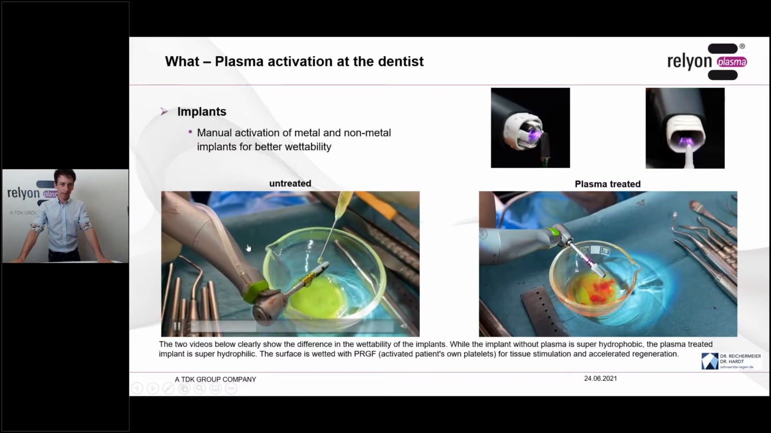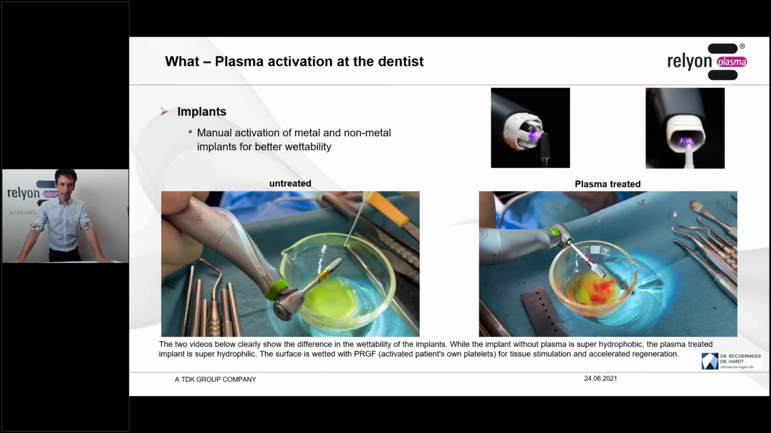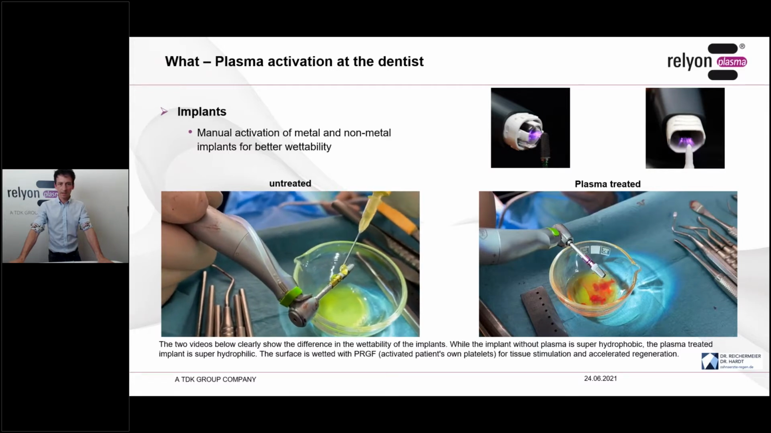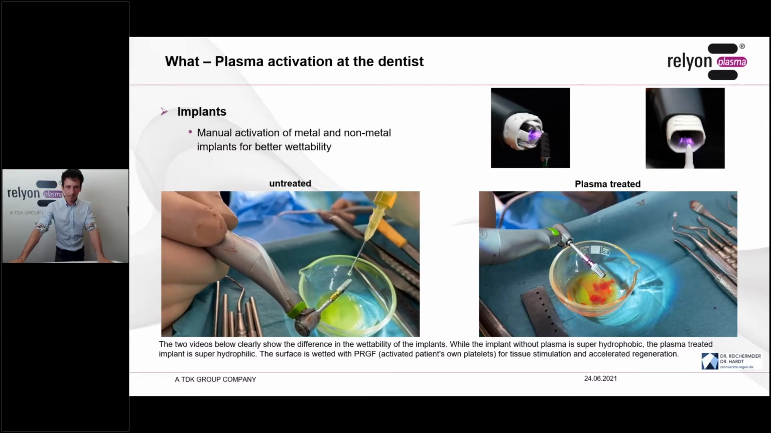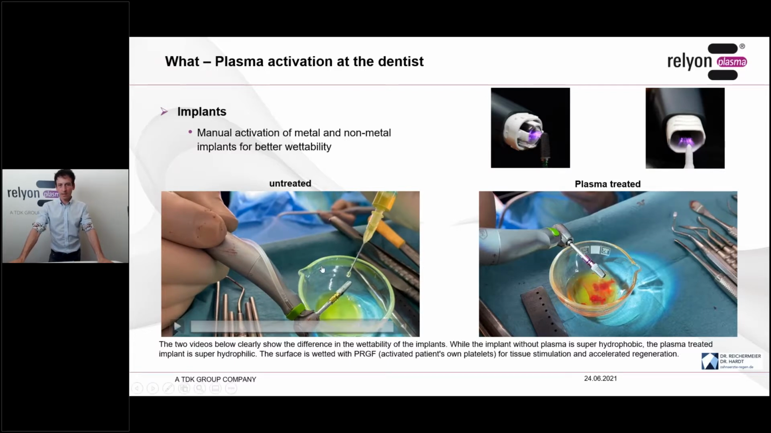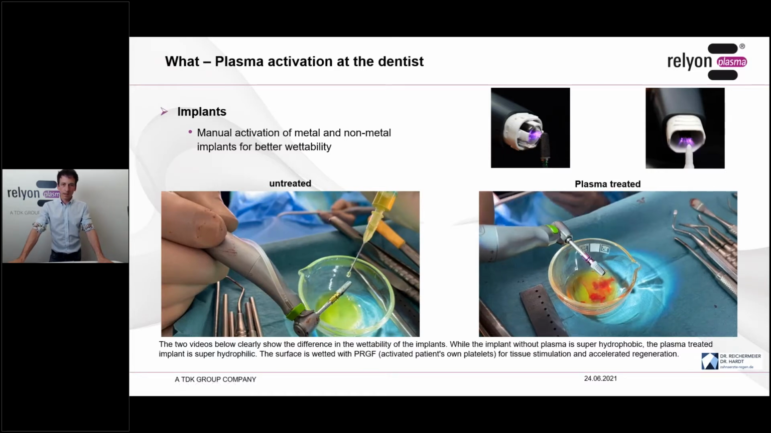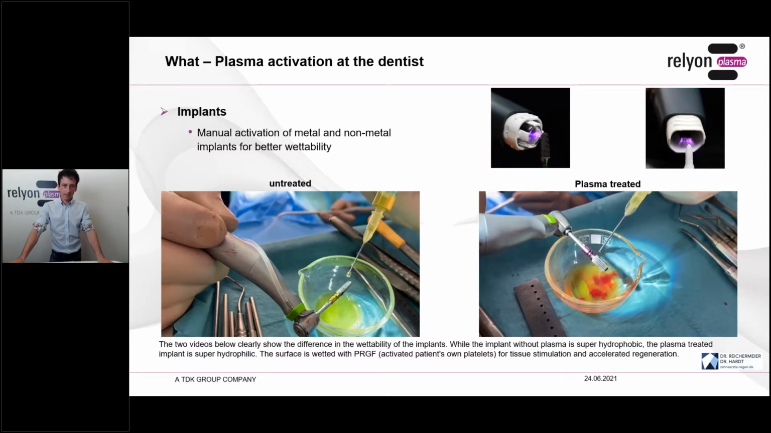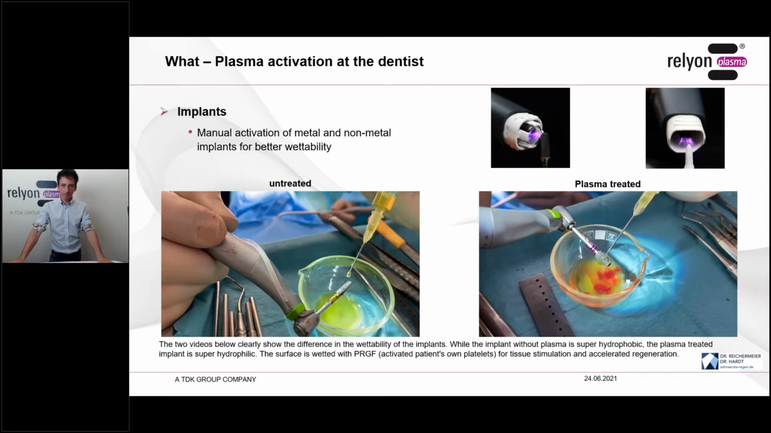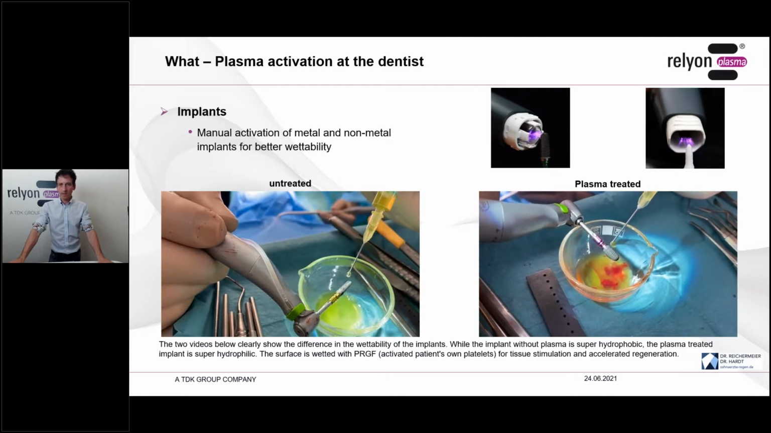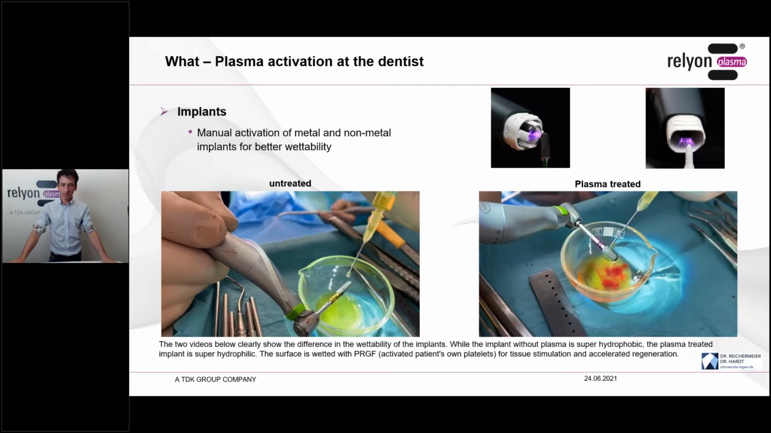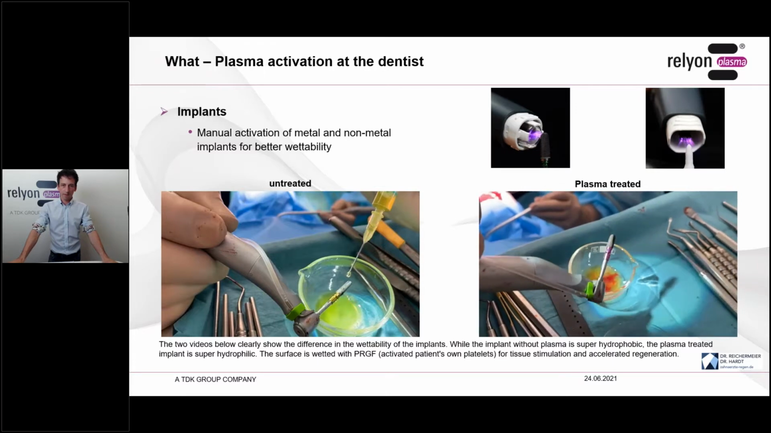If they want to apply the liquid to the implant, you see it appears somehow hydrophobic. The liquid is totally pushed away, and no droplets form on the implant. Then they do the plasma activation with our device, and you can recognize a nice wettability of the implant, and therefore they know that this liquid interacts with the implant, and they have better results in the patient.